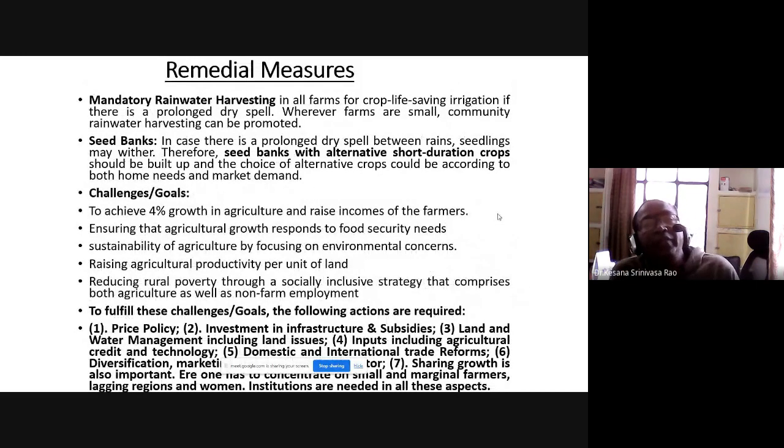Then the artificial rainwater harvesting, which is also taking place. Then seed banks have also started.